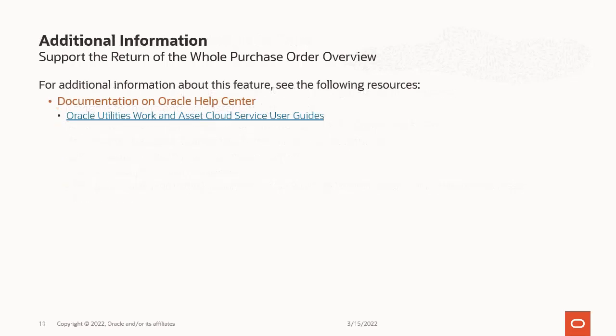For additional information about Oracle Utilities Work and Asset Cloud Service, and the work that was completed to add support for the return of the whole purchase order, see the Oracle Utilities Work and Asset Cloud Service repository on the Oracle Help Center, which is available at docs.oracle.com.